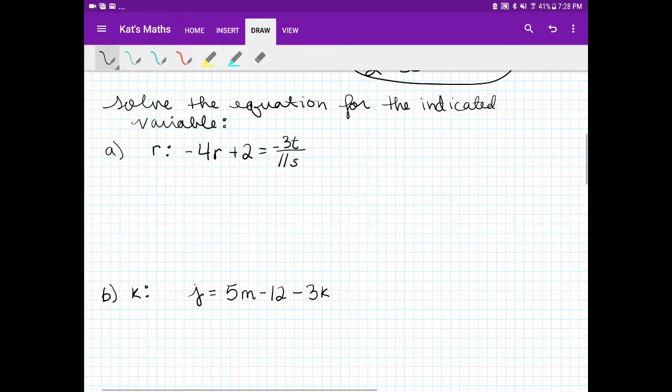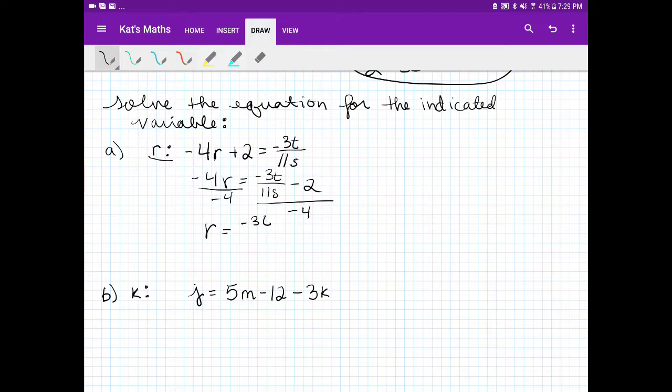Next, we're going to solve the equation for the indicated variable. So for this one, we're going to solve for r. So we want r by itself. We'll subtract 2. Divide by a negative 4. The negative goes away there. So r is equal to 3t over 4s plus 1/2.